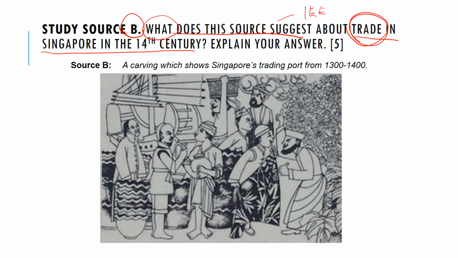So if you tell me something like I can infer that Singapore was popular, you're wrong, because the question is asking you about trade. But if you were to say something like I can infer that trade in Singapore was popular, then you're correct. See? So make sure you use the words in the question itself to help you. That way you will not go wrong. Secondly, it says 5 marks here, so I expect 2 unique paragraphs.